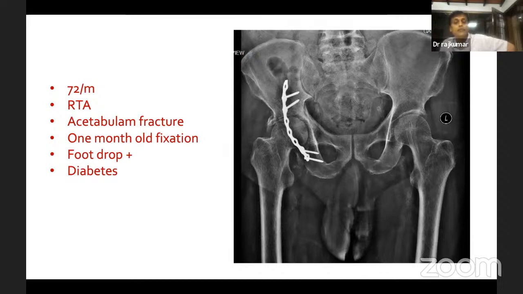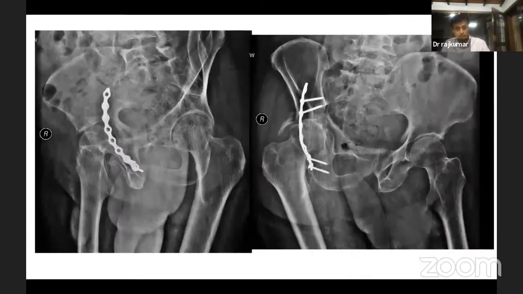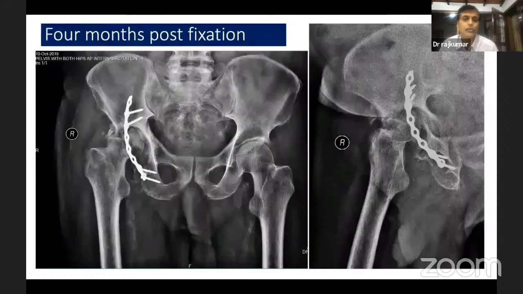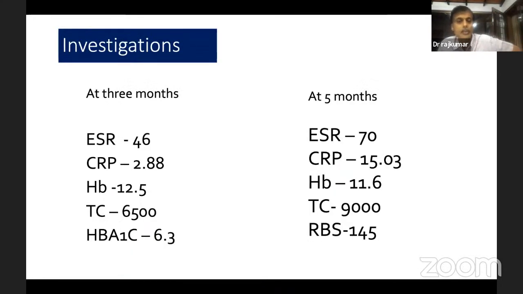This patient had a fixation elsewhere and came to me with foot drop and diabetes. So I had to control the diabetes, severe arthritis. Within a very short period of time, within a few months, he developed this arthritis. So he is very painful. So we have to go see the situation. Within 4 months post fixation, he has developed severe arthritis.